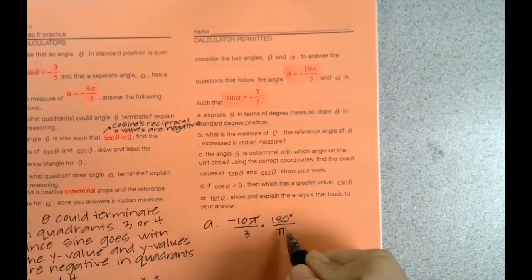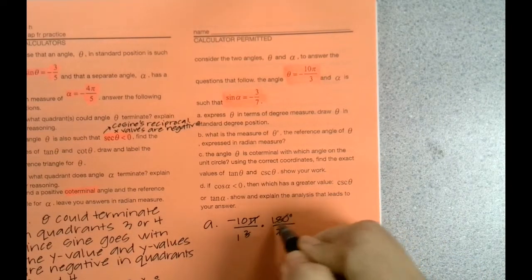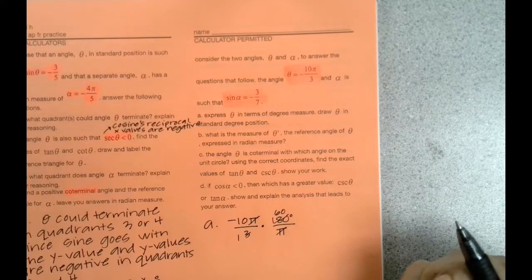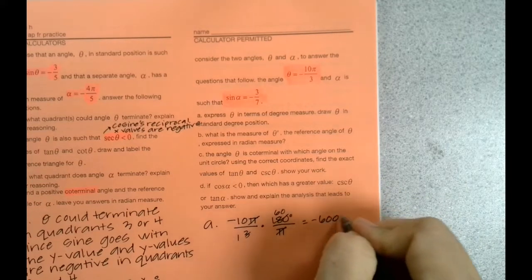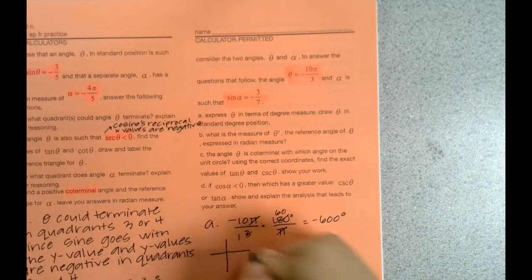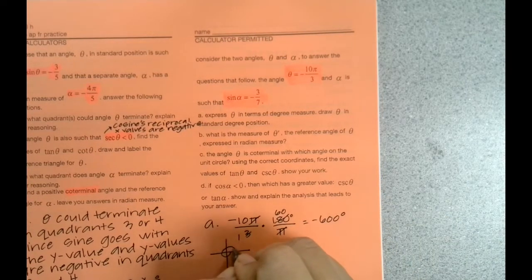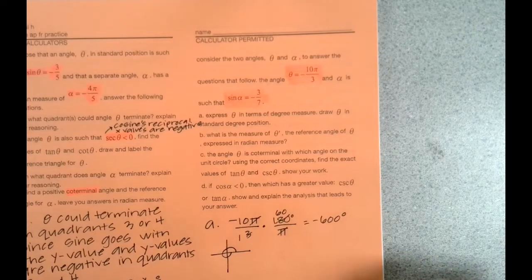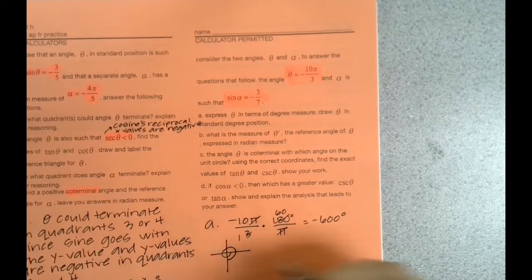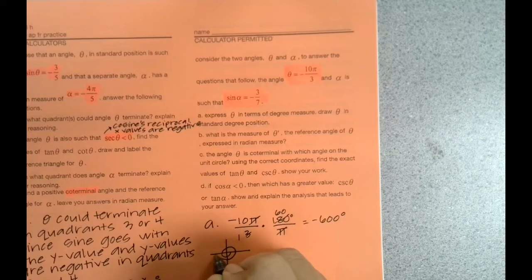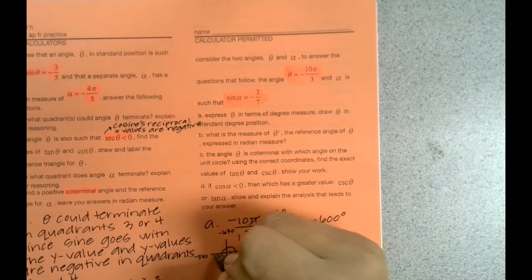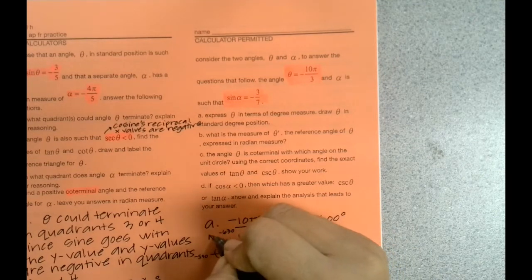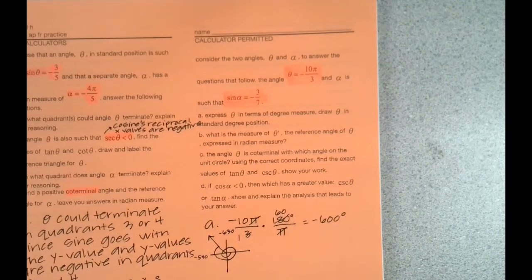So the pi's are going to cancel out. 3 goes into 3 once, 3 goes into 180 60 times, and 60 times negative 10 is negative 600 degrees. So in standard position, I'm going negative, so that's all the way to negative 360, negative 450, negative 540, and then this is negative 630, so it's right there. Okay, that was part A.